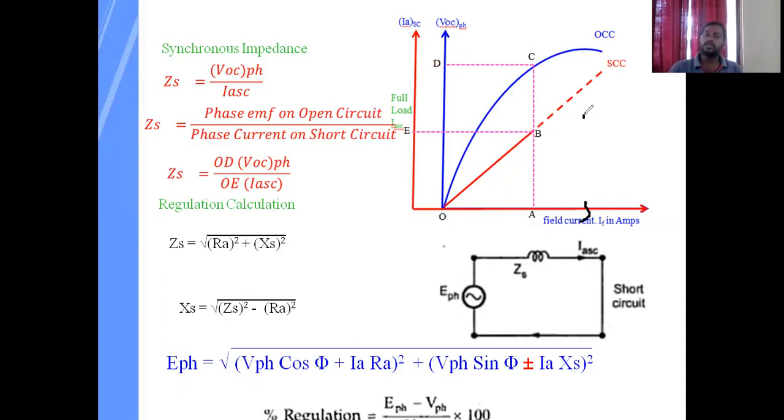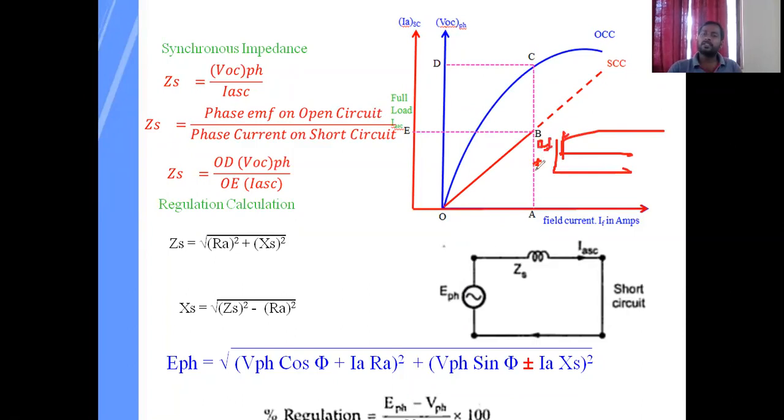Look at this one. The OC test is E phase versus IF, and the SC test is ISC versus IF. You can see only three variables are available: E phase, ISC, and IF. This is the graph.